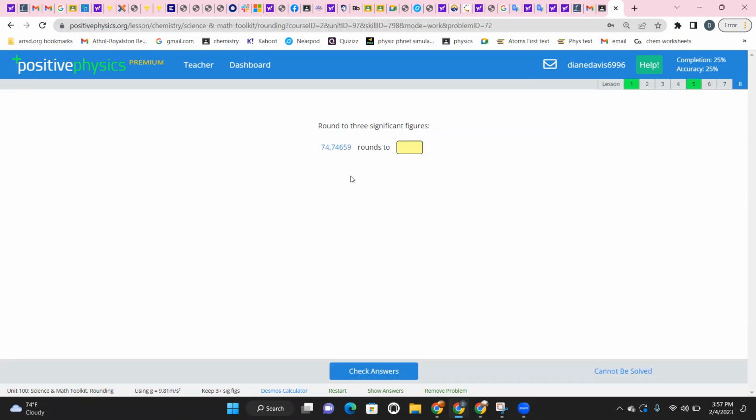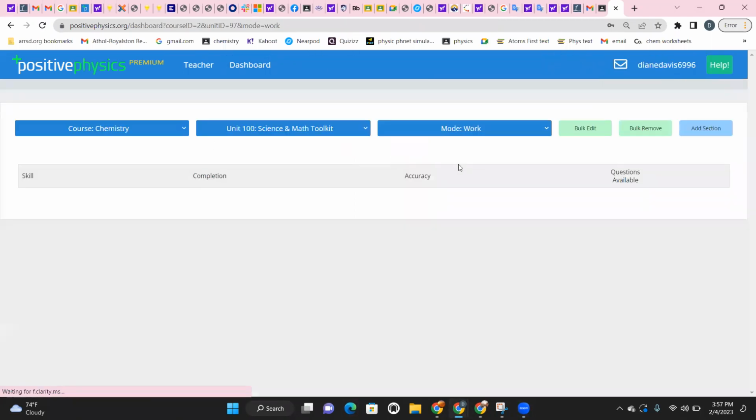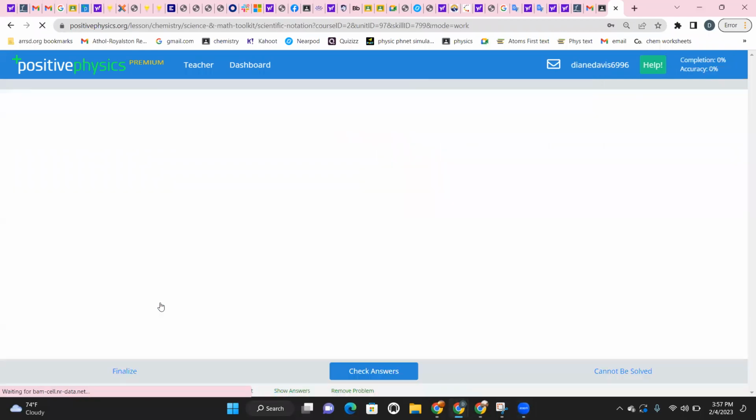Let's do number 8. Round to 3 significant figures again. Remember, all non-zero numbers are significant figures, right? So those are non-zero numbers. So you look to the one right beside it, which is a 4. That's less than 5. Therefore, we're going to leave it at 74.7. And that's correct. Now we'll go back to the next thing, which is scientific notation.